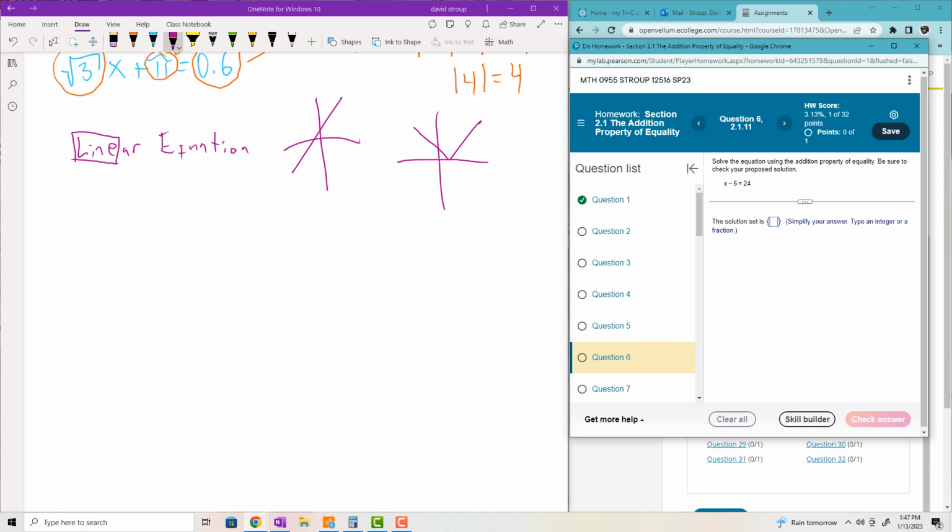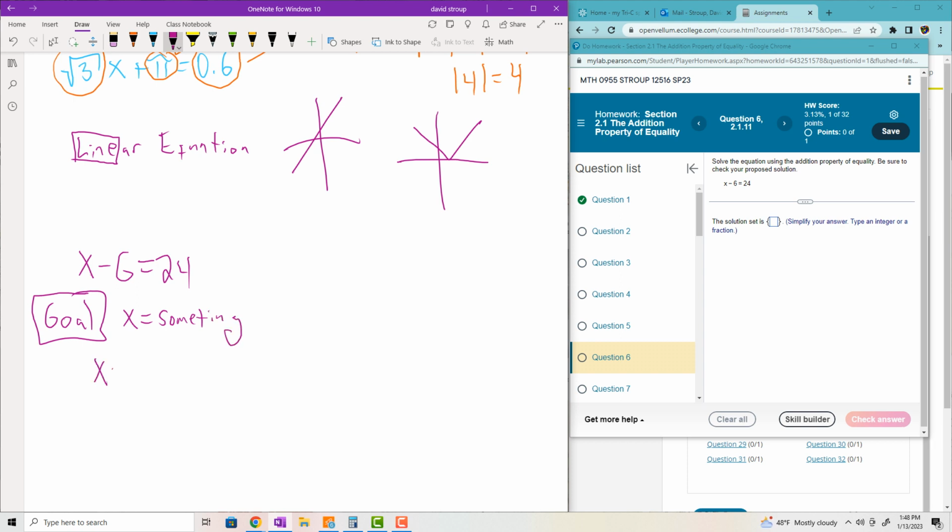So basically, you can always add things to either side of the equation, and we'll have a goal associated with this. Our goal is to have x equal to something, right?